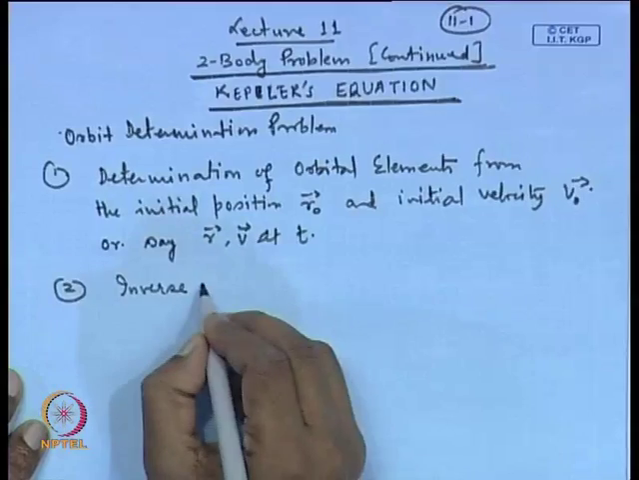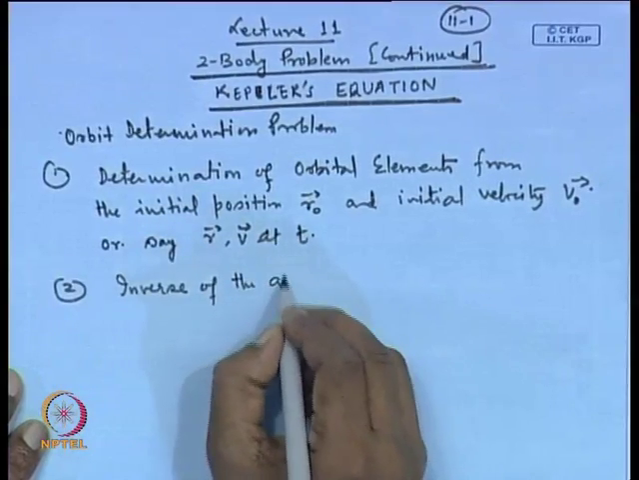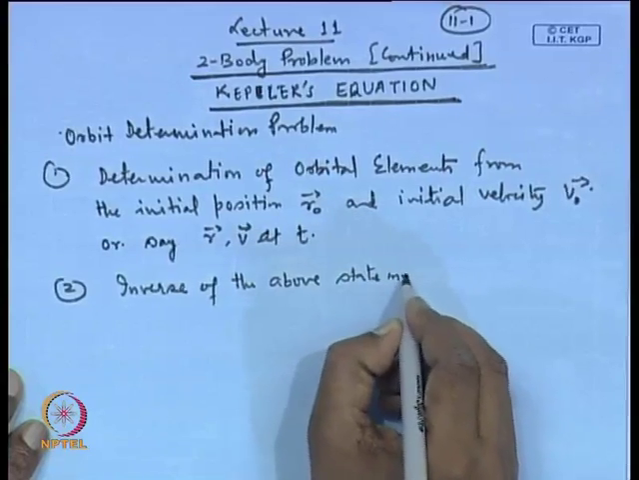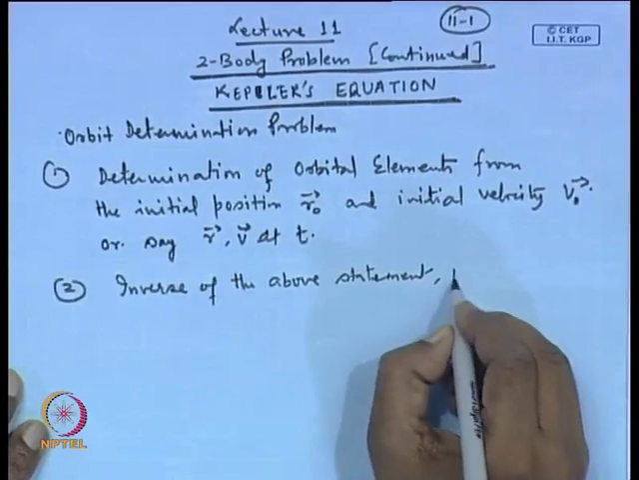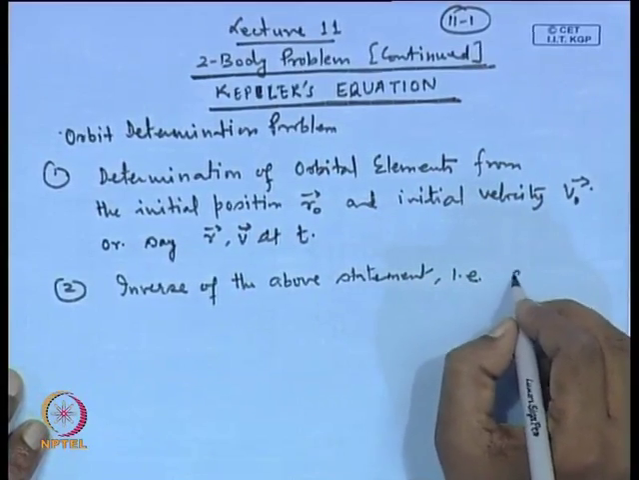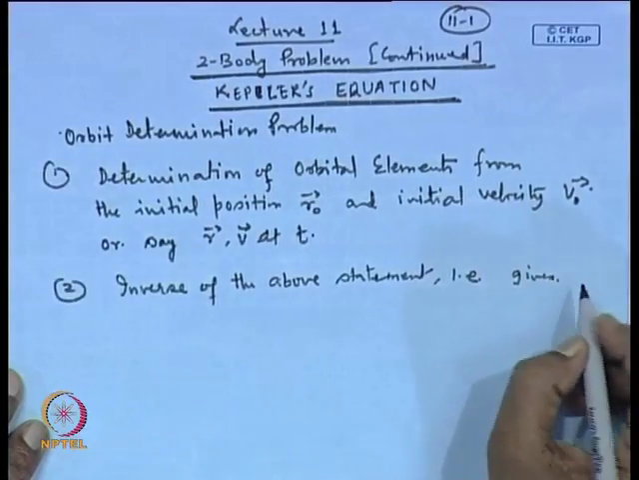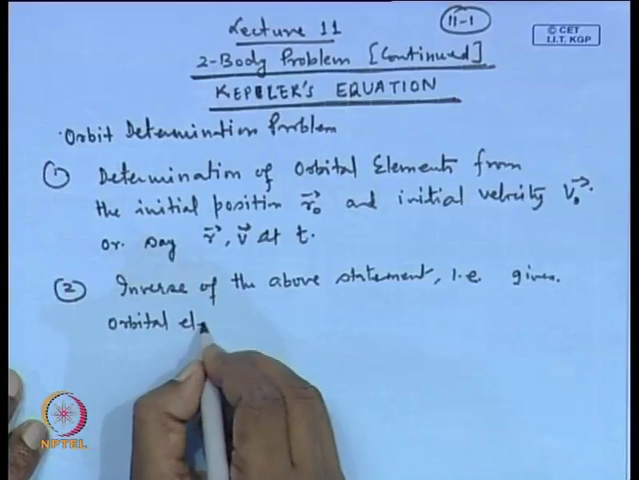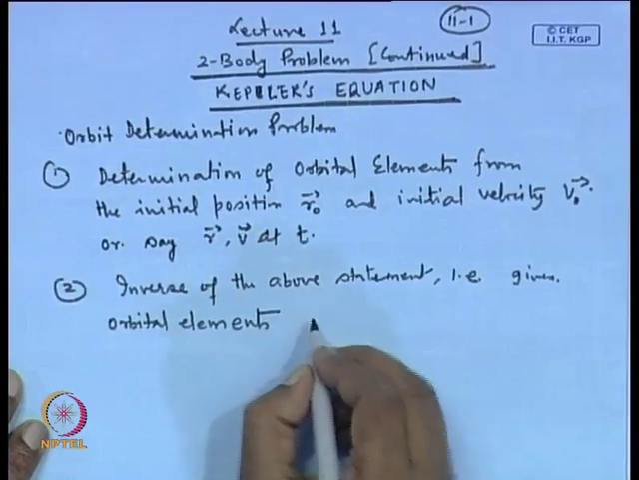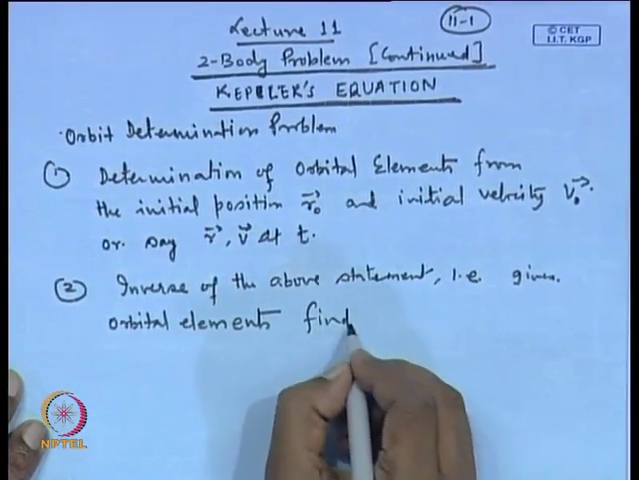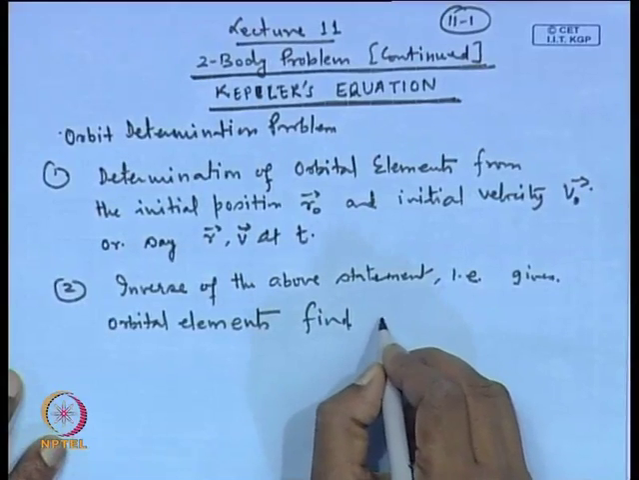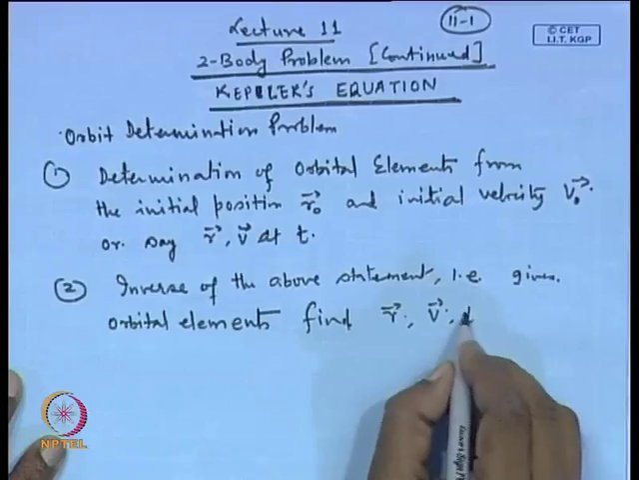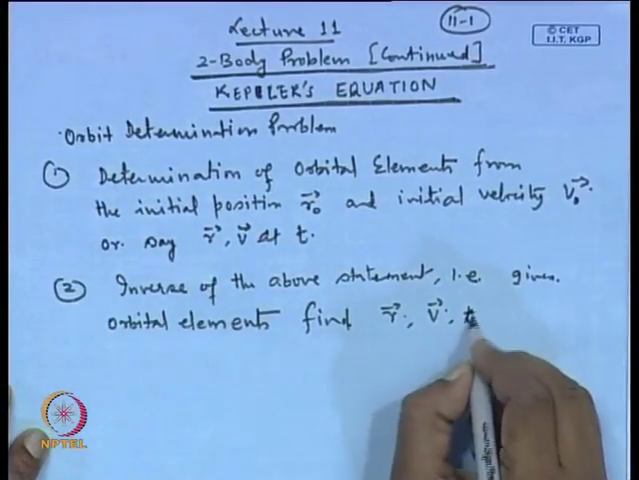The second problem is the inverse of the above statement, that is, given orbital elements, find r, v at t.